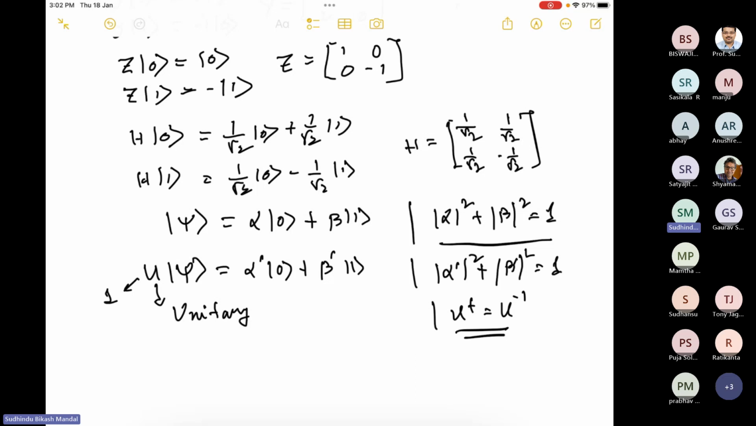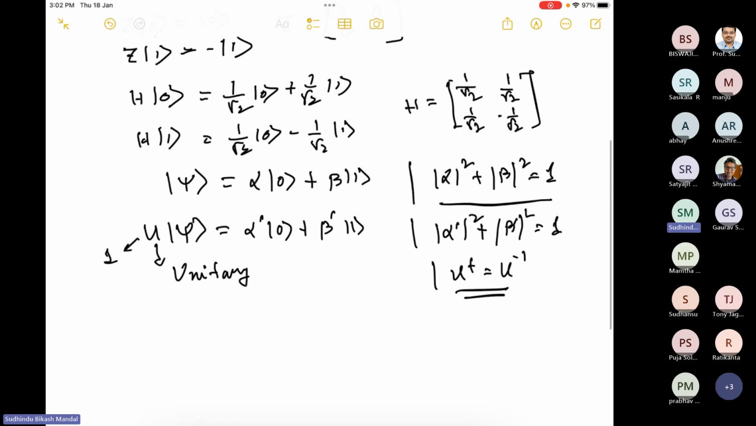Another observation from this unitary operator: if we apply this unitary operator over any vector, it will generate lambda psi, where lambda is an eigenvalue of this unitary operator, and it's a special type of eigenvalue. It is like e to the power i theta. It's a special complex number, whose magnitude is 1.